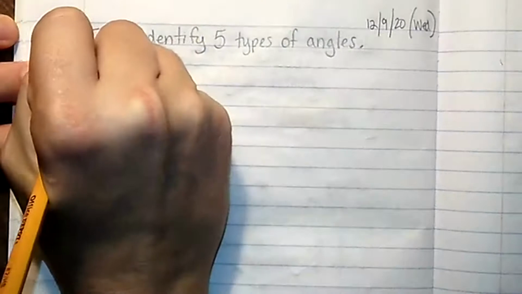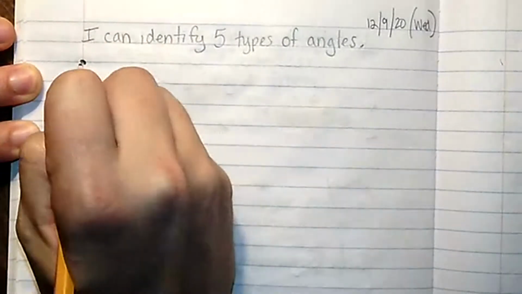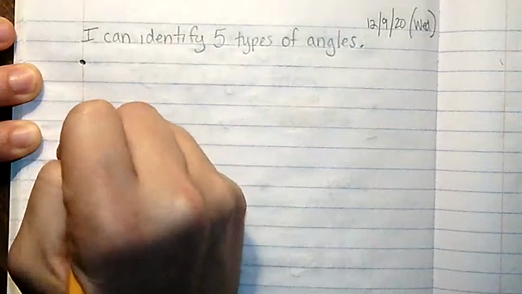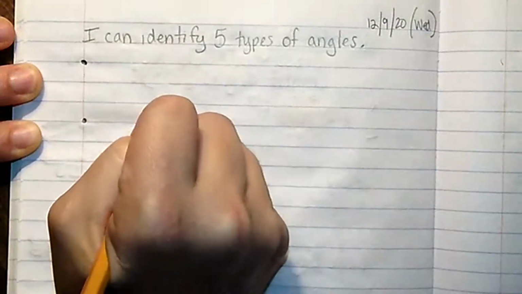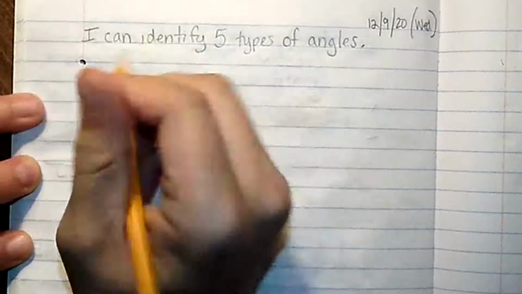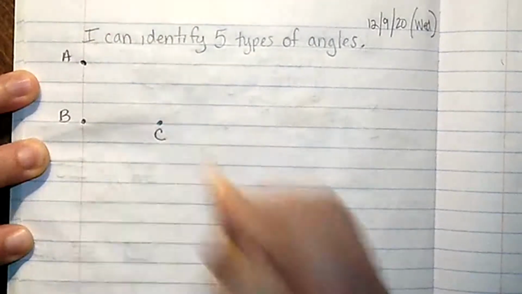So we're going to start with a point right here where these lines meet. And I'm going to skip down 3 lines. 1, 2, 3. I'm going to make another point. And then I'm going to come over on this blue line and I'm going to make my 3rd point. And we're going to call this A, B, C.